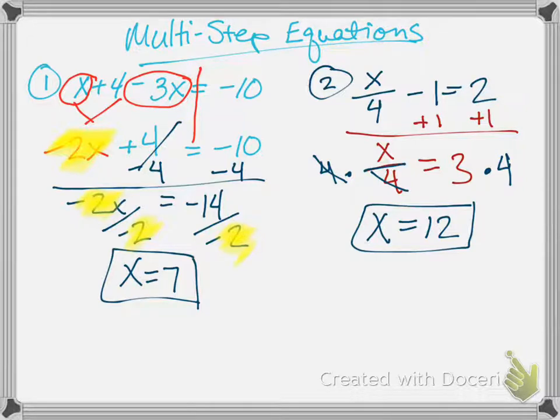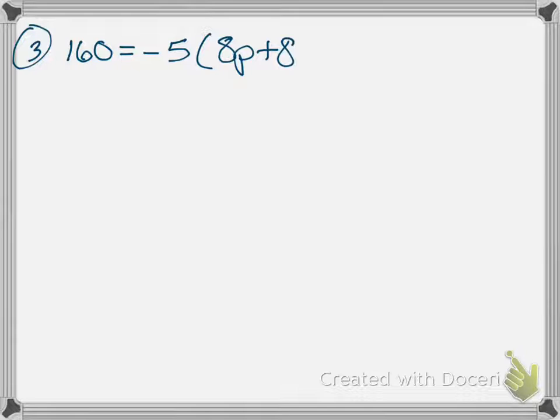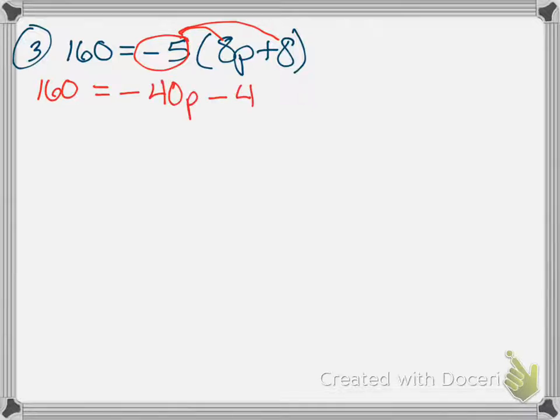So let's look at just a couple more. My third example for you guys, I have a distributive property. 8p plus 8. As soon as you see parentheses, as soon as an equation has parentheses, you want to take care of those first. And you guys already know, when I see parentheses, I use the distributive property. Just be careful here. Make sure you're distributing a negative 5, not just a 5. So I have a negative 40p minus 40.